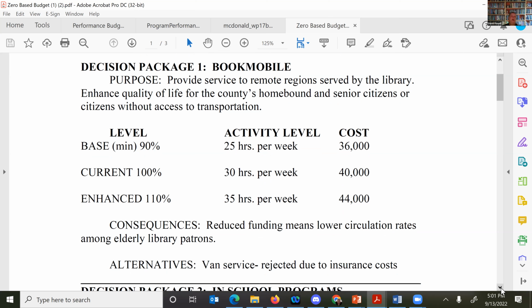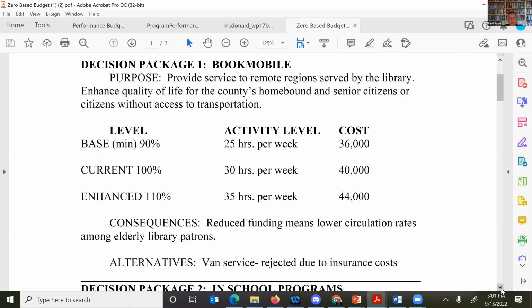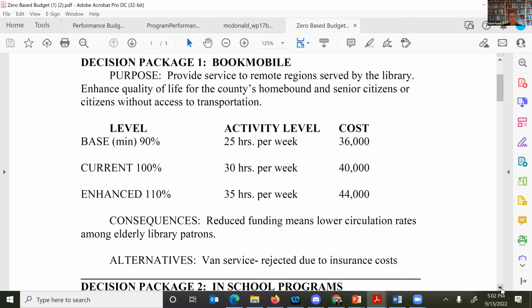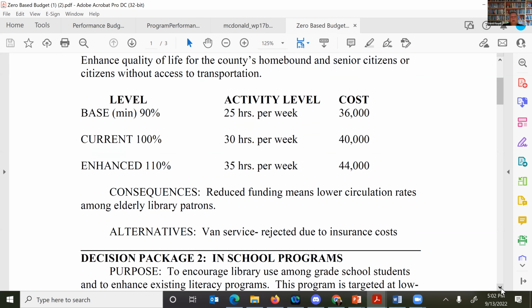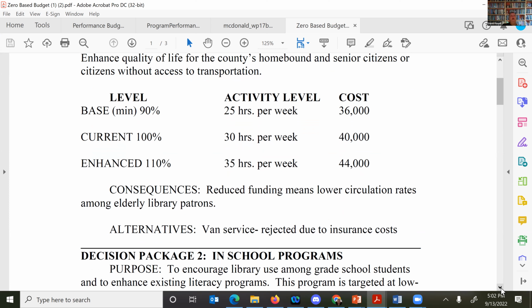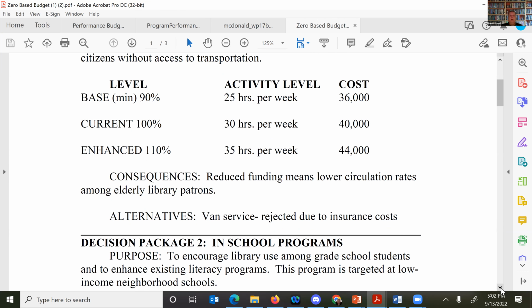Well, obviously, if we fund it at less than the optimal amount, reduced funding means we're going to have lower circulation rates among our elderly library patrons. So we'll be able to serve fewer people. There was an alternative to the bookmobile, and that was a van service. But when we looked at the van service, the insurance costs were too high, so we eliminated the van service idea, and we're sticking with the bookmobile. But at least we thought about other alternatives to this bookmobile program, and we're thinking about alternative funding levels for that bookmobile program as well.